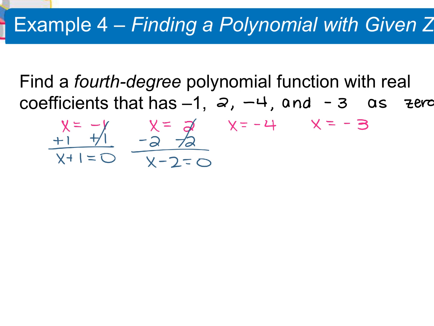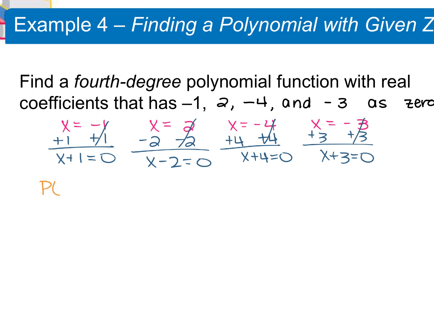For x is equal to negative 4, add your 4 over, so that's x plus 4 is equal to 0. And then with x is equal to negative 3, add your 3 over. That gives you x plus 3 is equal to 0. In most cases, it will tell you what to name the polynomial. So it'll either be f of x, g of x, h of x, p of x, q of x, any of that. We are going to use p of x in this case.